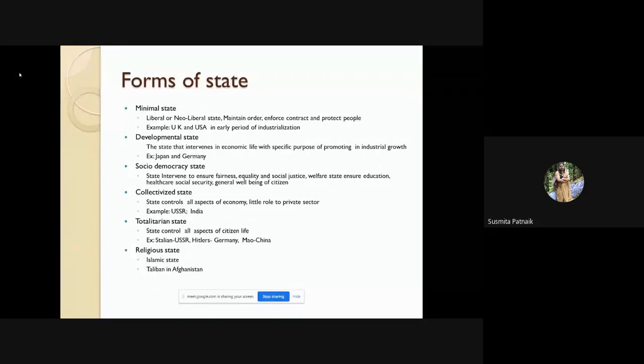What do you mean by developmental state? Any doubt, students, you are having? Any doubt? Okay.